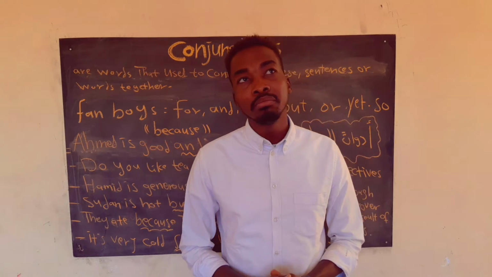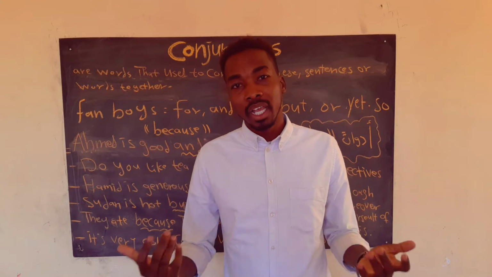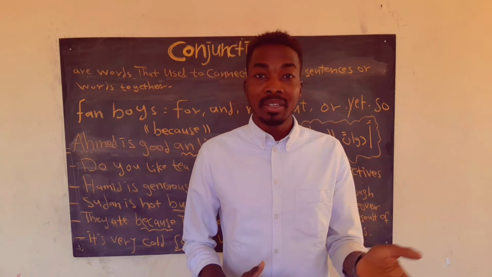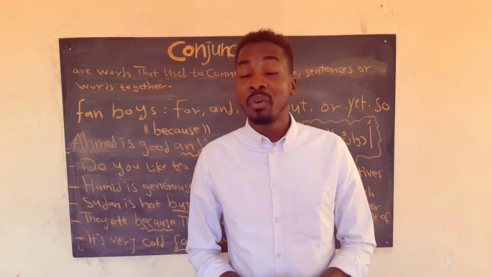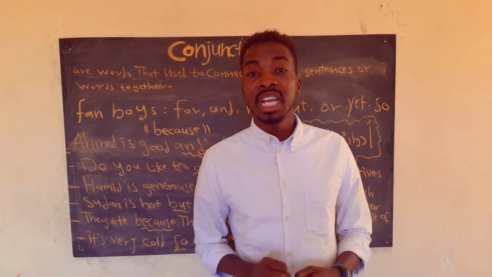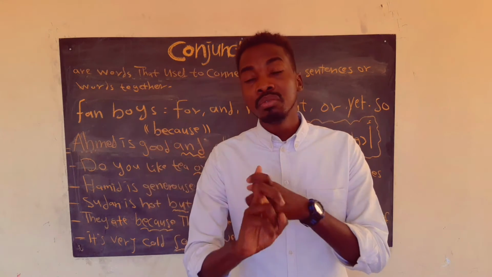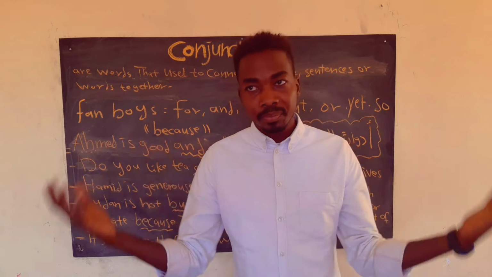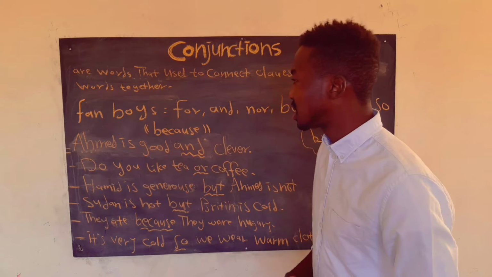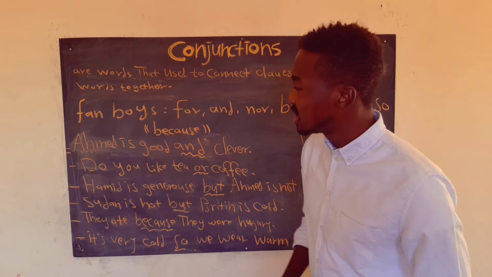If I want to give additional information, I use and. I like tea and coffee. I like bananas and apples. So we use and for additional information, or for joining two adjectives, or linking ideas in general. Well, this is the first conjunction.